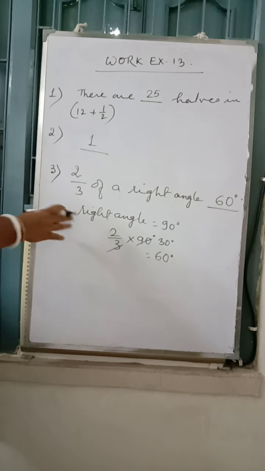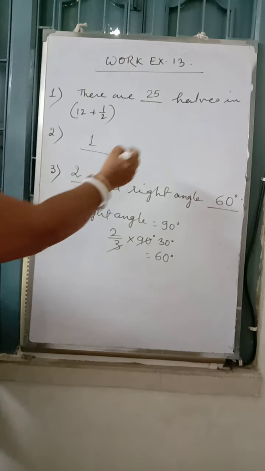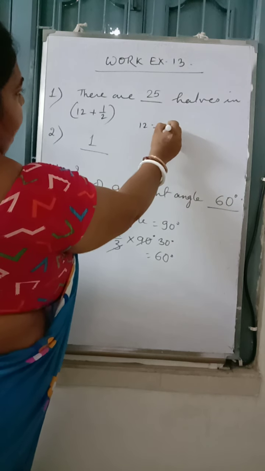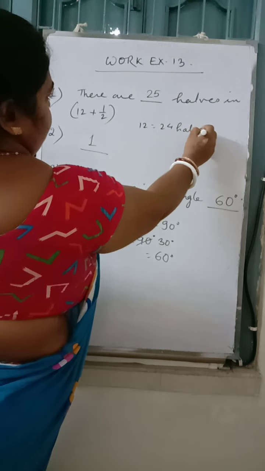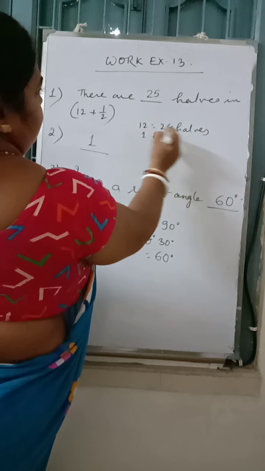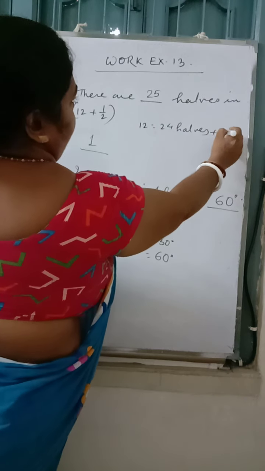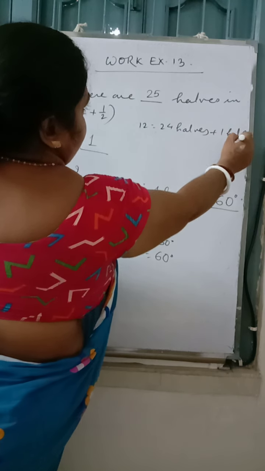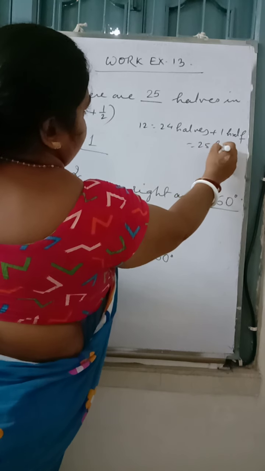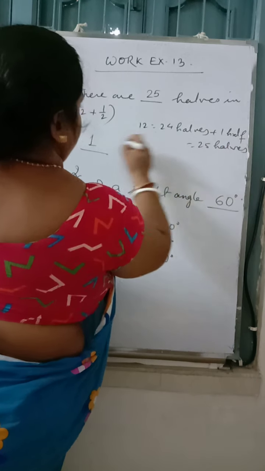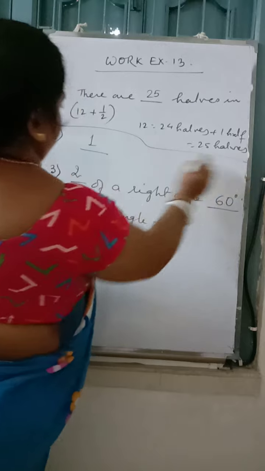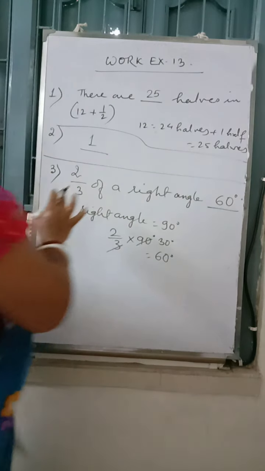Number 4, it says you must write this, which is what we are doing. 12 is equal to 24 halves, plus 1 half. So this gives you 25 halves. This is for number 1. Number 2, just 1 we know.